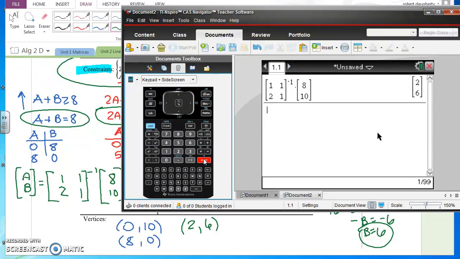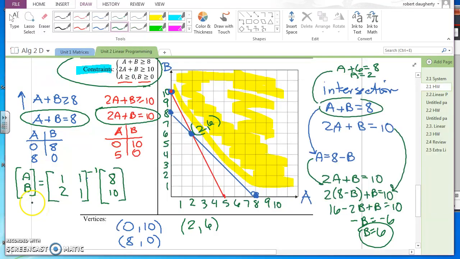So that's what I just found a moment ago. So if I come back over here, that is 2, 6. That tells me a b is equal to 2, 6. So that's another way to use your calculator in order to get the answer.